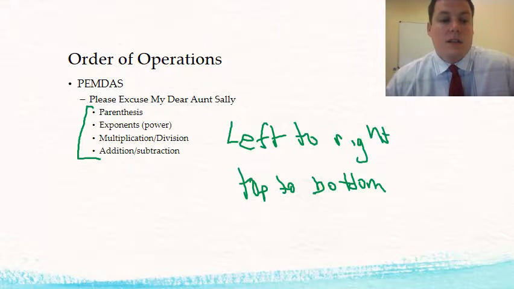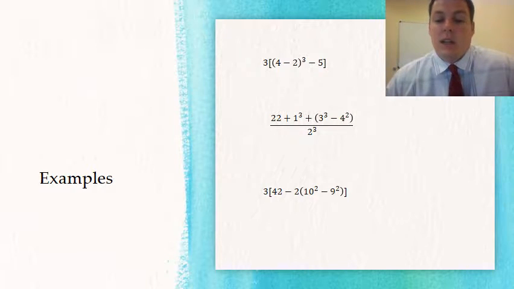Let's look at some delightful examples. Now these examples are tough, but I want to give you the tough ones now so that the ones you get for practice and homework or practice and the test are a little easier.